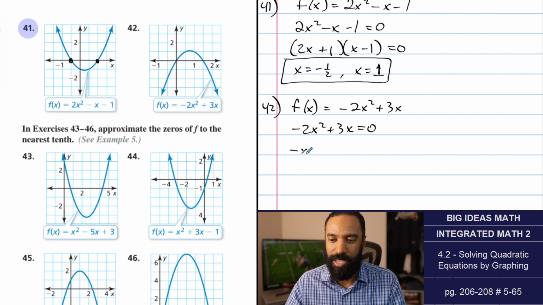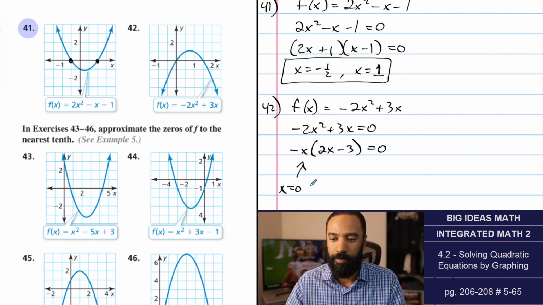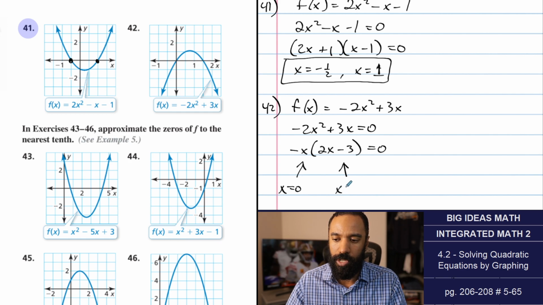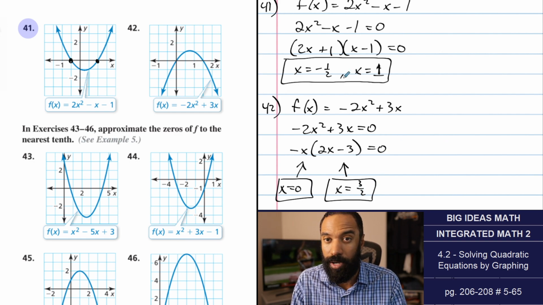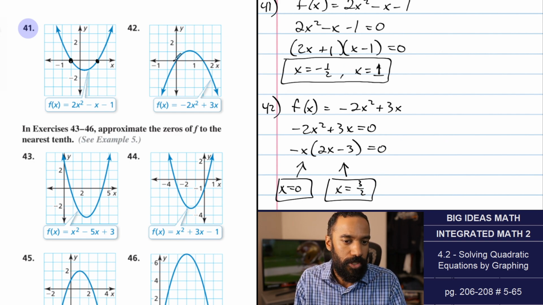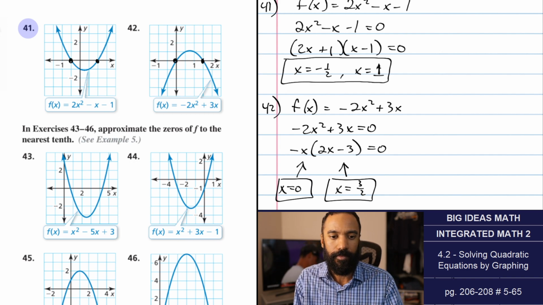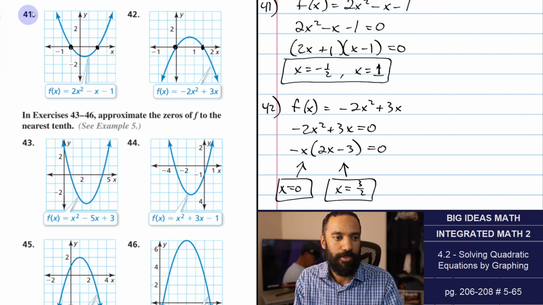Let's factor a negative x out of here, and you're left with 2x minus 3. This is where x equals 0. If 2x minus 3 equals 0, x equals 3 halves. We add 3 and divide by 2. So 0 and 3 halves. 3 halves is also 1.5. So here's where x equals 0. Here's 1/2, 1, 1.5. 3 halves right there. 2 solutions. Sorry, that was 42.